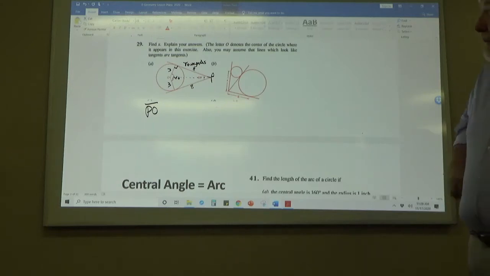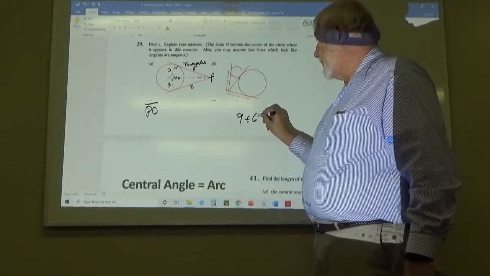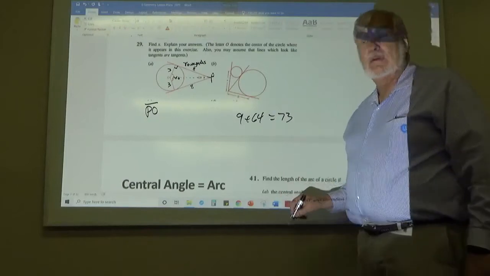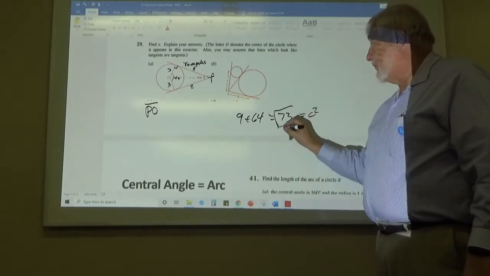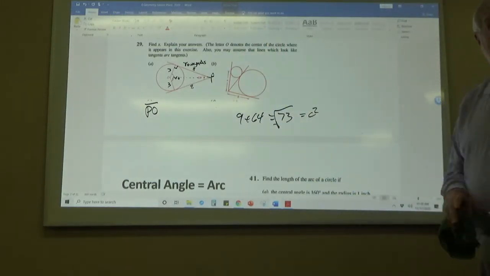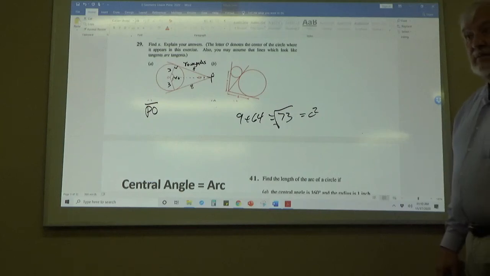3 squared plus 8 squared equals c squared. All right, and that's c squared, so the square root of 73 is the length of that line. Just is what it is, right?